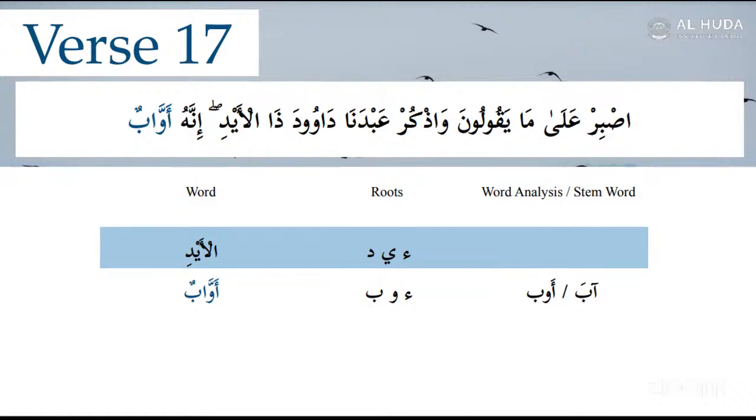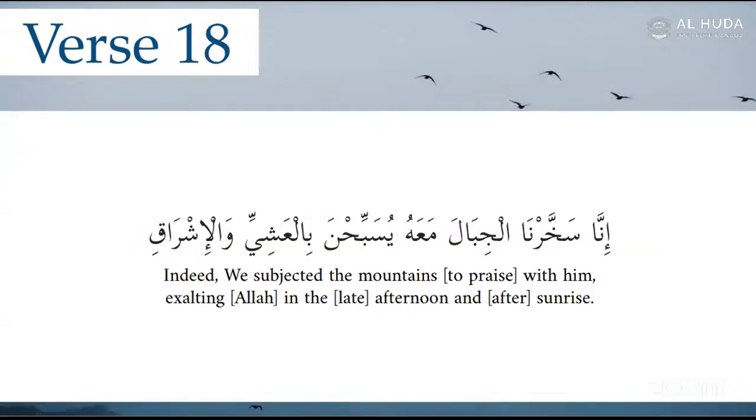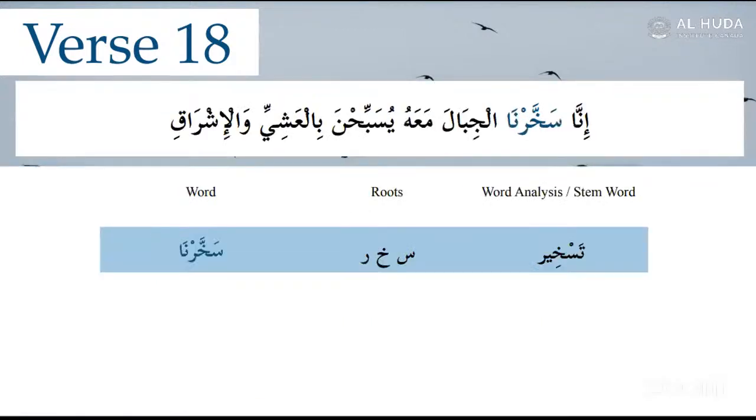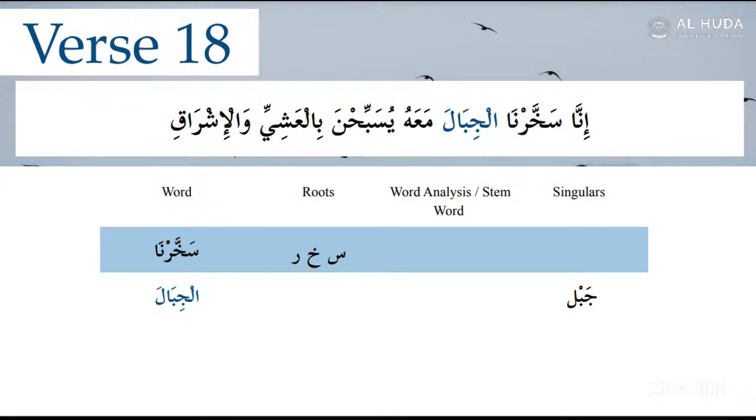So here Allah mentions, إِنَّا سَخَّرْنَا الْجِبَالَ مَعَهُ يُسَبِّحْنَ بِالْعَشِيِّ وَالْإِشْرَاقِ. Indeed, we subjected the mountains to praise with Him, exalting Allah in the late afternoon and after sunrise. The term سَخَّرْنَا from Sin Kha Ra. Taskhir means to bring something to submission. The term Jibal, plural of Jabal. And here, the term Jibal is being used for mountains, and this is Jama' Mukassar, hence the feminine gender being used. So indeed, we subjected the mountains to praise along with Him, meaning along with Dawood, doing tasbih along with Him, exalting Allah, yusabbihn.